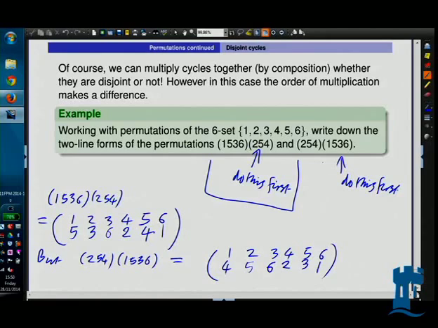And as you can see, they're different. So they weren't disjoint cycles. I multiplied them in the two different orders. You're allowed to do it, because you can multiply any two permutations, but you're likely to get different answers.